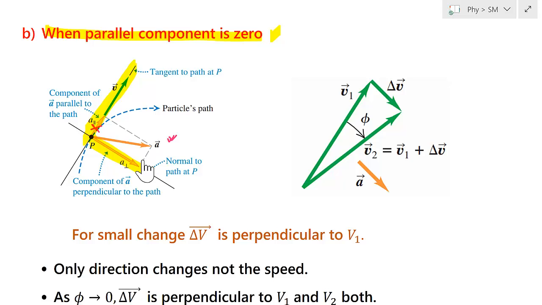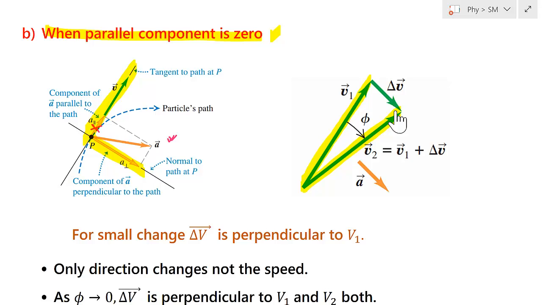To illustrate, let us say I have an object that is moving, and the velocity at a certain point of time is v1. Since this is a case where the parallel component is 0, the velocity magnitude is not changing. So at a later time, let's say t2, the magnitude of velocity will be the same. This means v1 has this much length, and v2 after some time will have the same length. This is the velocity vector v2 at time t2.